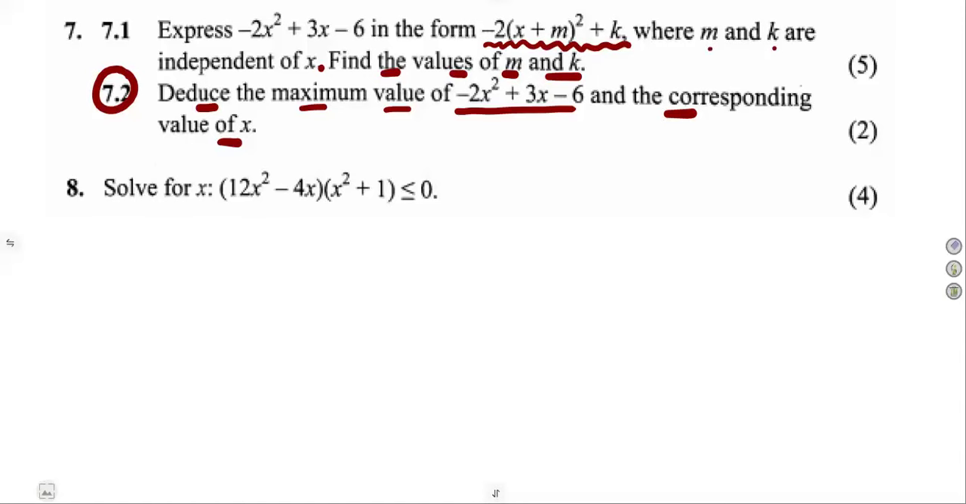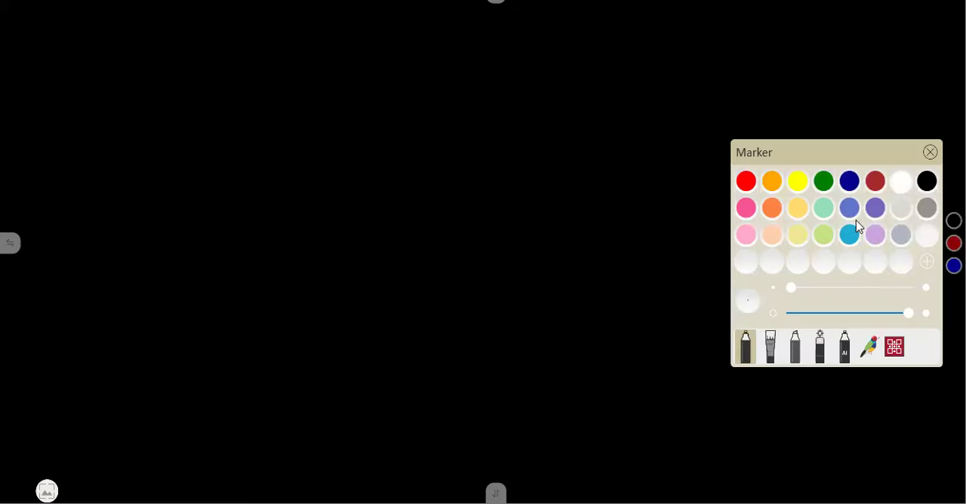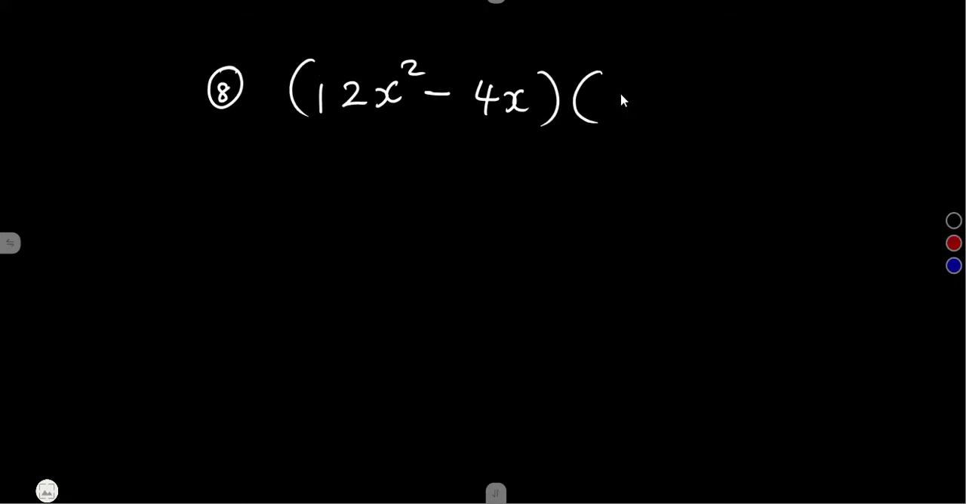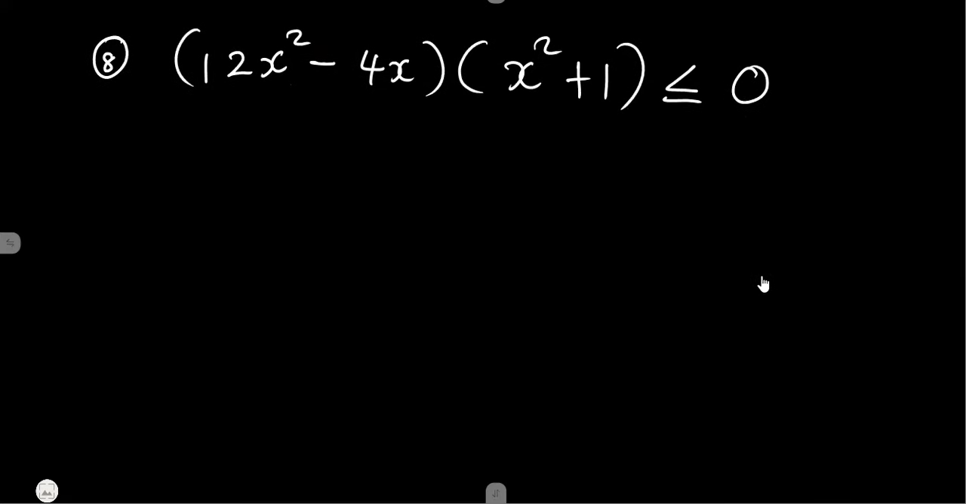All right, considering another part, it is to solve for x given an inequality this time. So let's see the inequality that we are given there, that we are supposed to solve for x. On question number 8, we are given 12x squared minus 4x, then we also have another bracket of x squared plus 1, which is less than or equal to 0.